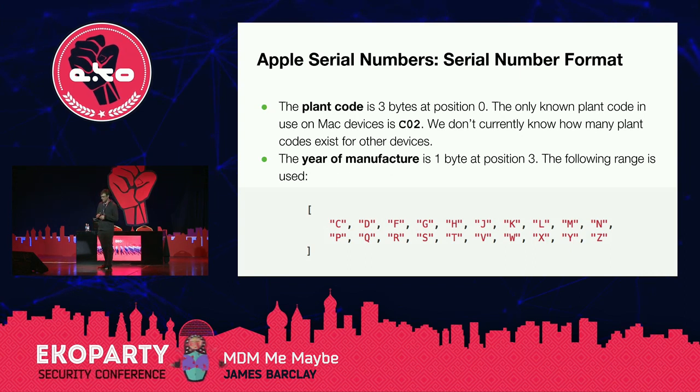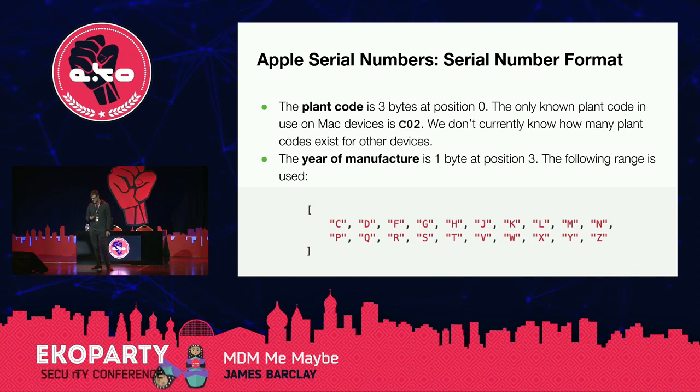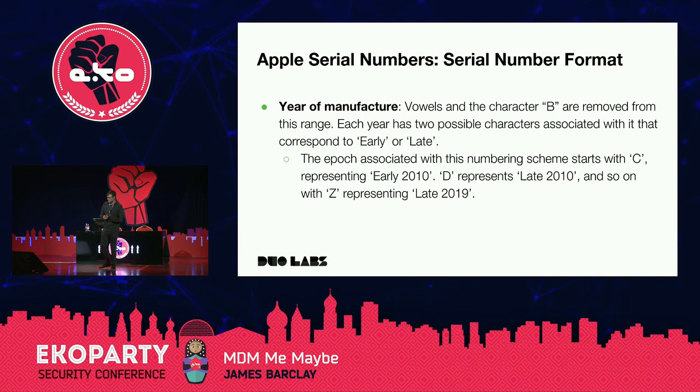The plant code is the first part. It's 3 bytes at position 0. The only known plant code on Mac devices is C02, but we don't know how many plant codes exist for other devices. On iOS devices, for example, there are many plant codes. The year of manufacture is 1 byte at position 3 and uses the range listed below. Vowels and the character B are removed from that range.